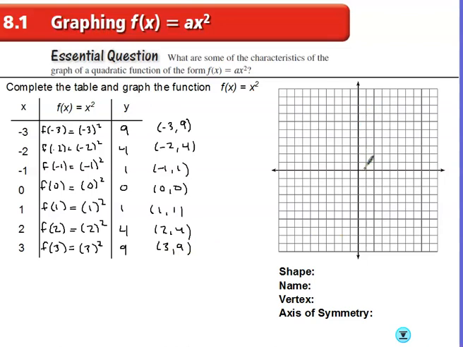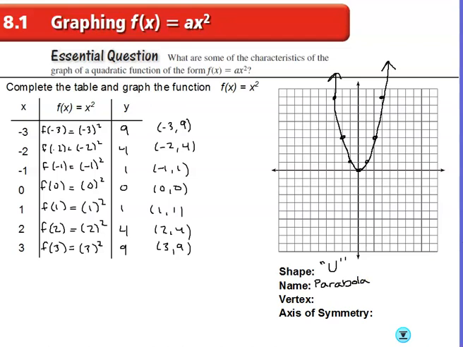When I go to plot these, -3, 9 would be here, -2, 4 would be here, -1, 1, 0, 0, 1, 1, 2, 4, and 3, 9. When I connect the dots, we have a U-shaped graph. We connect it with a nice smooth curve, not straight lines, creating a U shape. The name for this graph is a parabola.